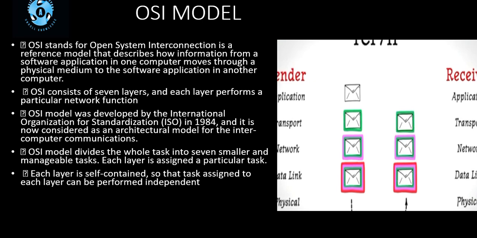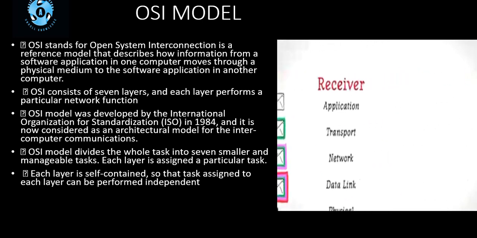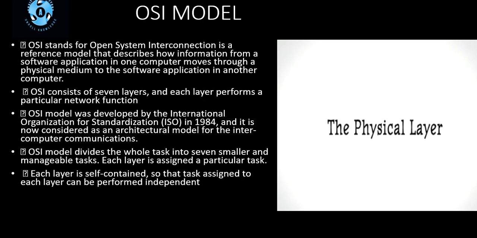This is how the data is transferred from the sender to the receiver. The sender has sent the information. Now the receiver will receive it in the reverse format. That is what is going to happen here in TCP/IP.